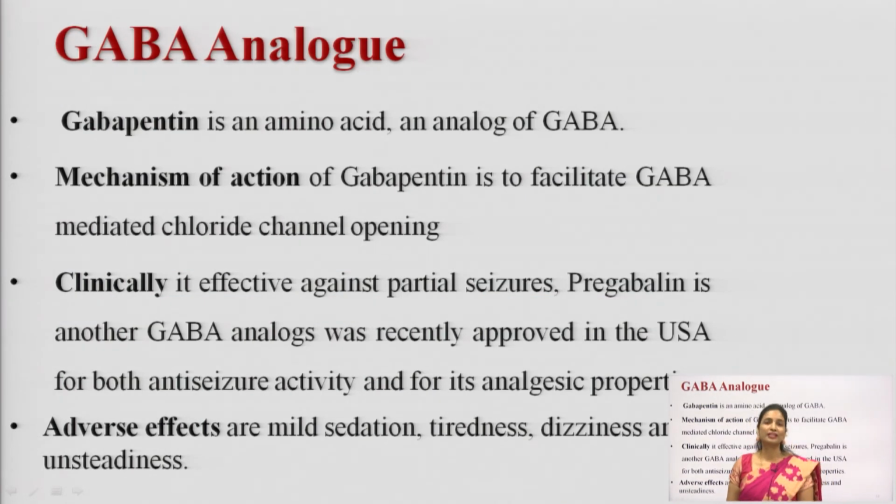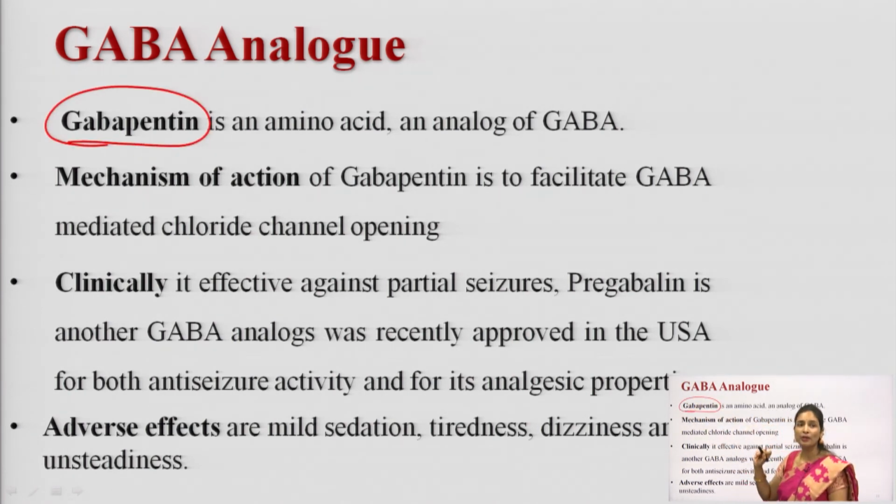And the next one is GABA analogues. GABA analogues are the drugs which increase the GABAergic action. How do they increase the GABAergic action? By promoting the activity of GABA by opening the chloride channels. So, what is the GABA analogue here? Gabapentin. Gabapentin is an amino acid, an analog of GABA.